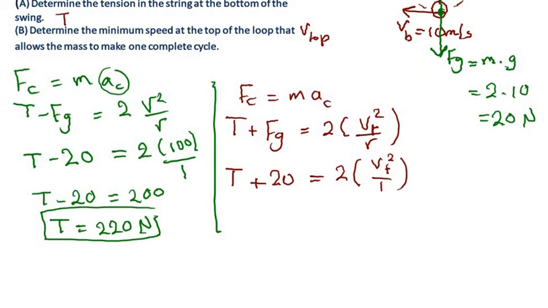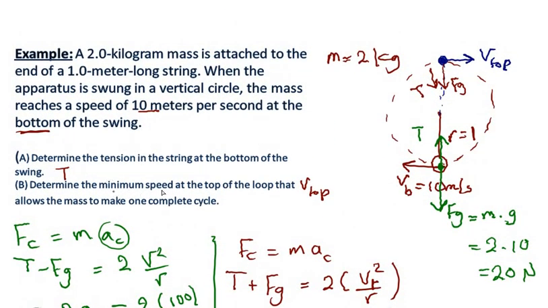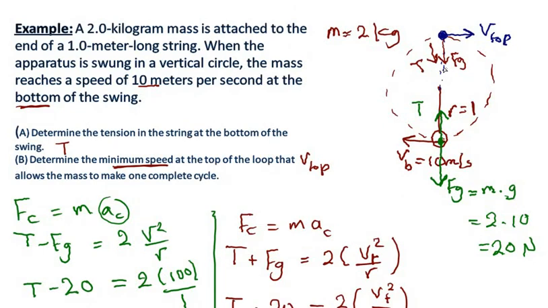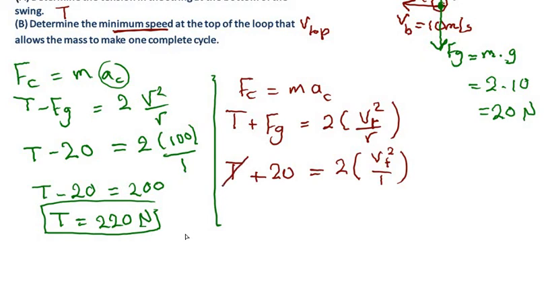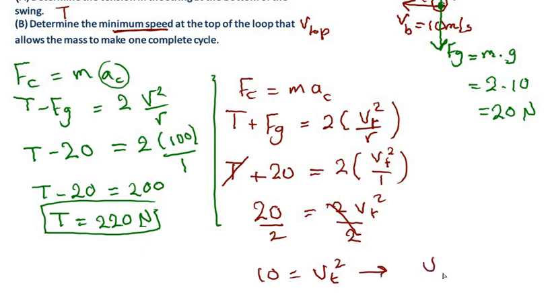Now at the top, to find the minimum speed, we assume that the tension is the least. It's a very small value, so we can neglect the tension at the top. To find the minimum speed, we consider the tension as 0. 20 equals 2 Vt squared. 2 over 1 is 2. Now divide over 2 over 2. Vt squared equals 10. So Vt equals square root of 10.